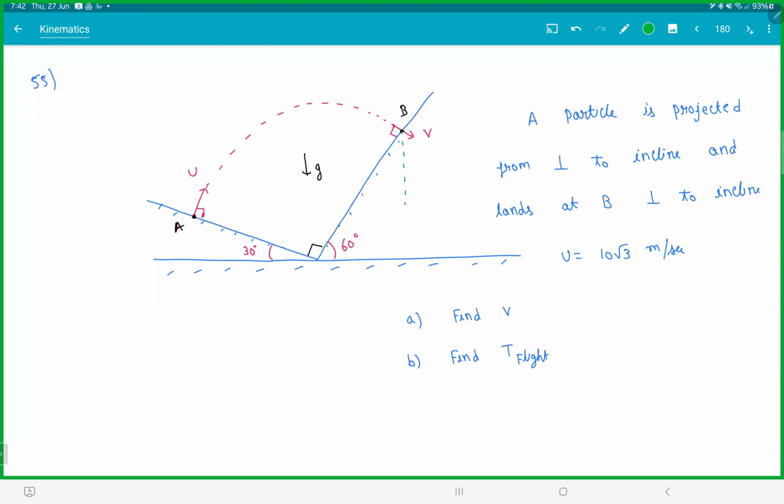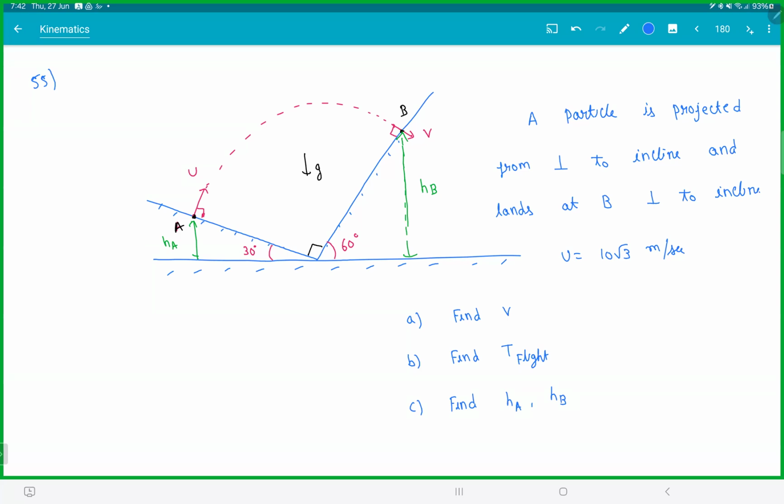Now this height from here to here, let this height be HB. So the point B where it is landing is HB, and this height from here to here is HA. So HA and HB are the heights of A and B from the ground level. Find HA and HB. Is the question scenario clear, everyone?